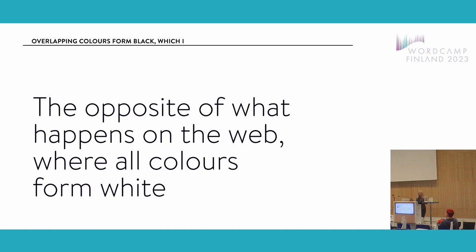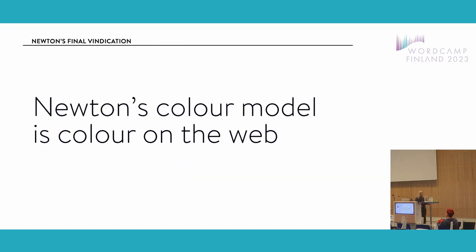So this is the opposite of what happens on the web, where all colors form white and black is the absence of them. So 0,0,0 and 255,255,255. We probably all know this. But the interesting thing is that Goethe used to say Newton's color doesn't exist. It has no real practical application in life. But now it does. We are using it. Newton's color model is color on the web. So it didn't used to exist. Now it definitely does.